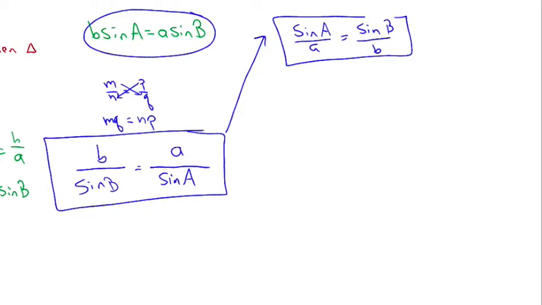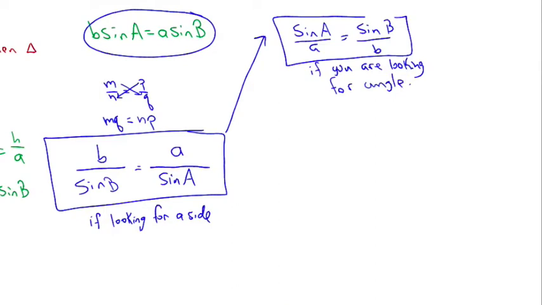This one, you use if looking for a side. If you're looking for one of the sides, A, B, or C, little c, of this triangle, you use that setup. This one, if you're looking for an angle, big A, big B, or big C.